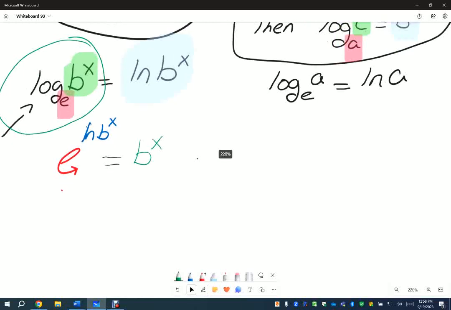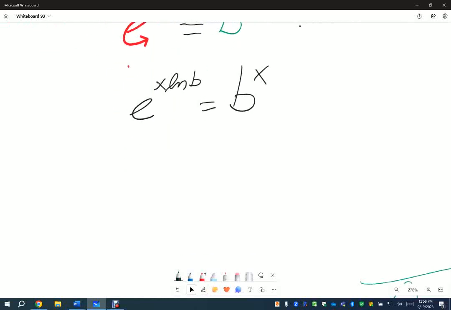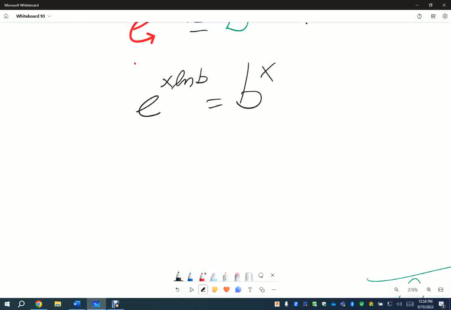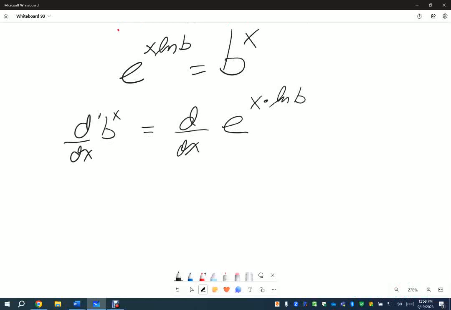One last little detail here. This property of exponents says I can rewrite this exponent as multiplication, giving me e to the x ln of b equals b to the x. This is very important because if I want to take the derivative with respect to x of b to the x, that's the same as taking the derivative with respect to x of e to the x times the ln of b. Now on this one, I can use my chain rule.